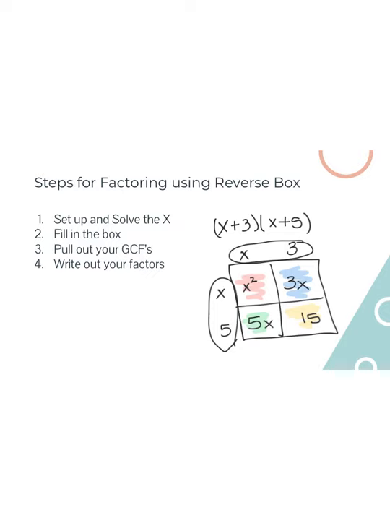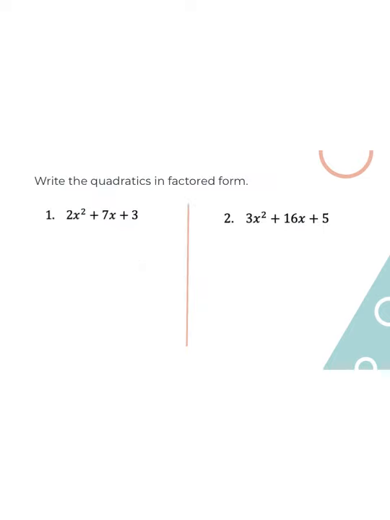The steps for that are to set up the x, which is what we did in our previous lessons. We're going to fill in the inside of the box, and then we're going to pull out our greatest common factors and write them out on the side. Okay, so let's start with number 1. The first step is to set up and solve our x. So I'm going to go ahead and do that now.